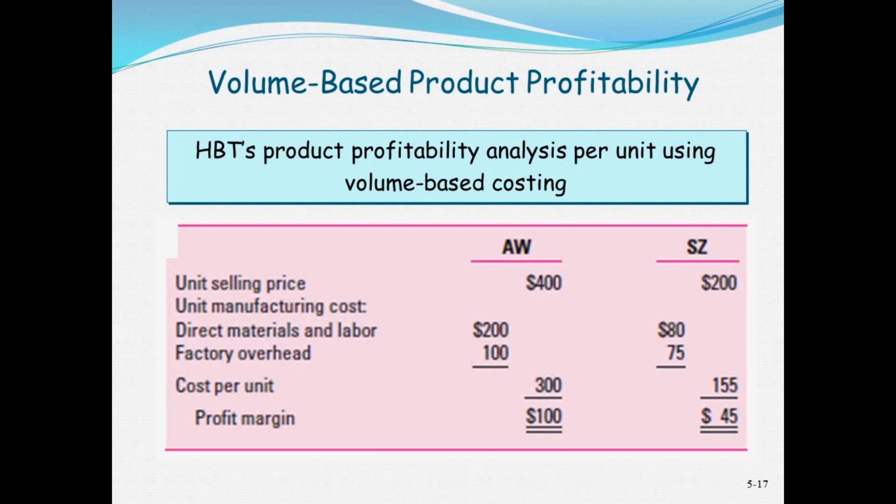Which product should they focus on? AW, right? The profit margin is better for AW, $100 versus 45. So using a volume-based approach in this example, AW is the more profitable product for them. But they decided to do it with an activity-based approach.